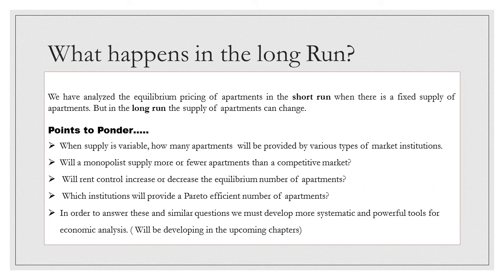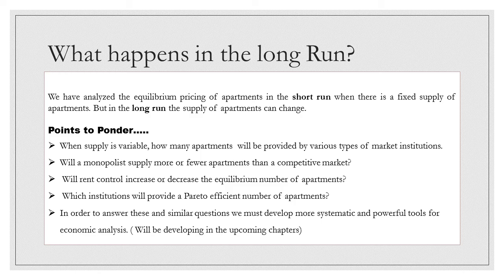Now, one might question what happens in the long run. So far, with the assumptions we had taken, our supply curve remains fixed because resources and other factors all remain constant in the short run, so you cannot increase the supply of apartments and allied factors. But one might wonder, having discussed this short run where the supply was fixed, what happens in the long run where the supply of apartments can change?